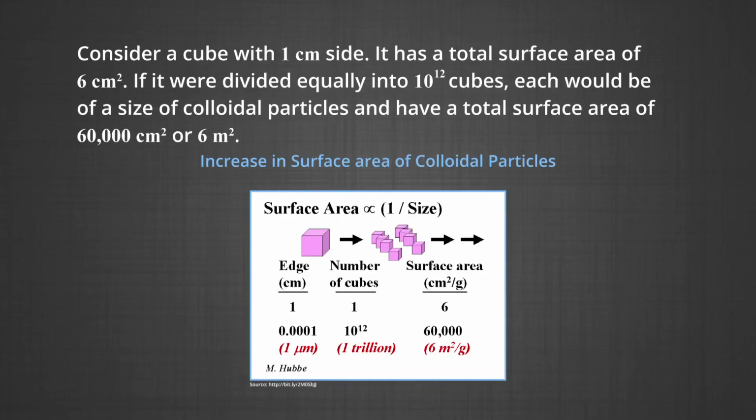Consider a cube with 1 centimeter side. It has a total surface area of 6 centimeter square. If it were divided equally into 10^12 cubes, each would be of the size of colloidal particles and have a total surface area of 60,000 centimeter square or 6 meter square. This enormous surface area leads to some special properties of colloids, to be discussed later in this module. It is important to bear in mind that a colloid is not a mere substance, but it is the state of the substance which depends upon its particle size.